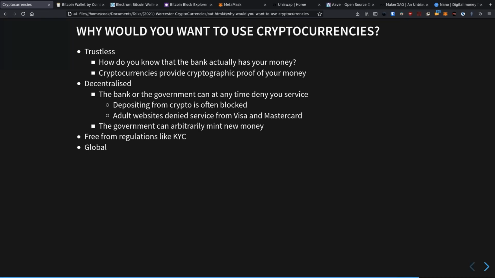I've not gone through all cryptocurrencies. I've just gone through three, because we don't really have enough time. But there are lots of other interesting ones. I'll leave some links at the end.